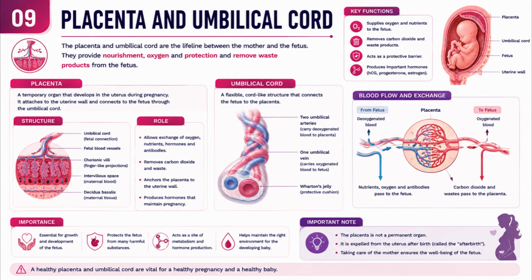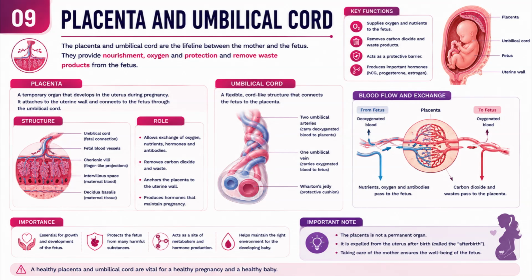Placenta and umbilical cord. One of the most important structures supporting pregnancy is the placenta, along with the umbilical cord. The placenta is a temporary organ that develops inside the uterus during pregnancy. It acts as a vital connection between the mother and the developing fetus. Through the placenta, oxygen and nutrients from the mother's blood are transferred to the fetus, while carbon dioxide and metabolic waste products are removed.